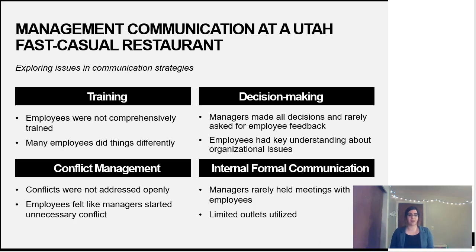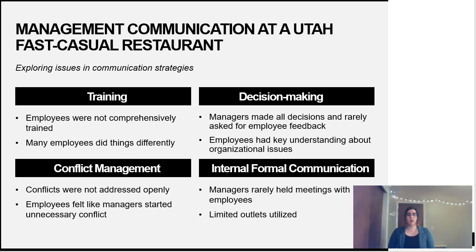Now, at the organization that I studied, conflicts were really not addressed openly. They were kind of like shoved under the rug. If an employee had a negative experience with another employee, there wasn't really any way to stop and have those people sit down and have a manager facilitate anything. Everything was so go, go, go that there wasn't really the ability to clear the air with things.